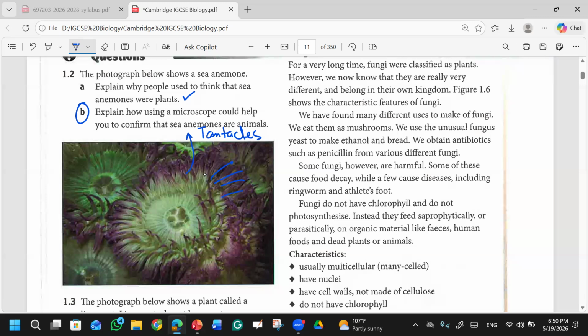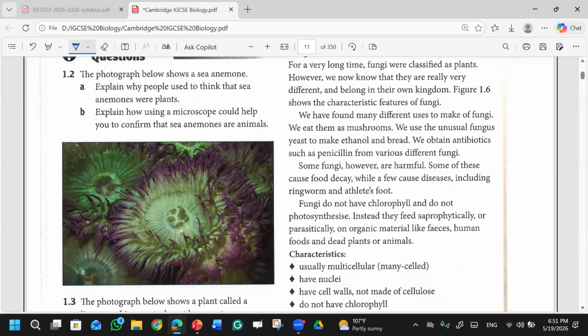They thought that it is a plant, but it is not a plant. How do we come to know that it is an animal? What are the evidences which confirm that sea anemone is an animal? Maybe it doesn't have chloroplast, that is chlorophyll. Yeah, that is one evidence. Then second, see this picture. It is multicellular. Then it has a nucleus.